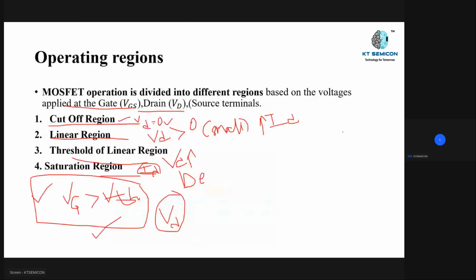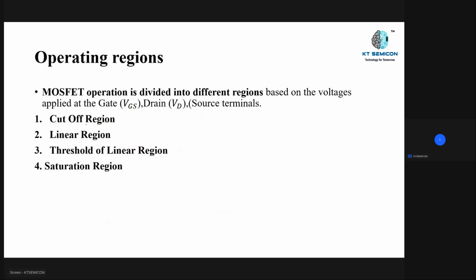Understand? So cutoff region, linear region, and in this case we are having one conducting channel. So all these cases are in depletion MOSFET. In enhancement MOSFET there is no channel, but these are all depletion MOSFETs.